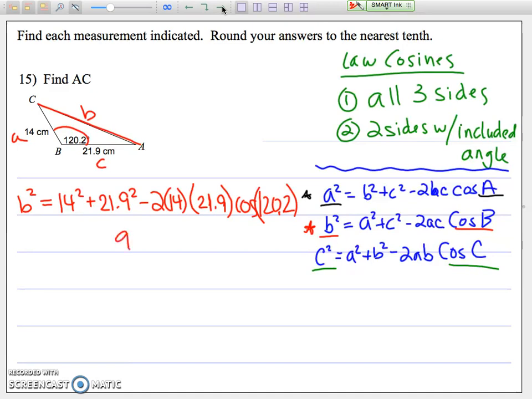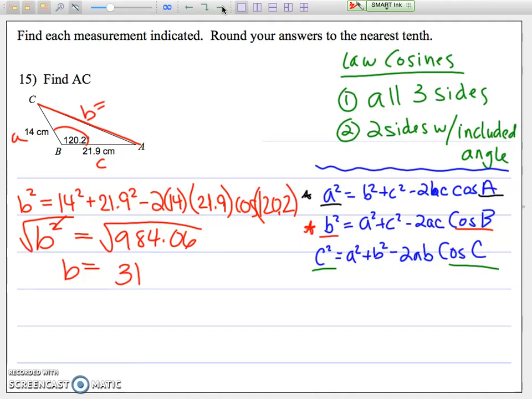You should get 984.06, and that's equal to b squared. So again, you take the square root. So b equals about 31 centimeters. Okay. So these are two examples of finding a side length.